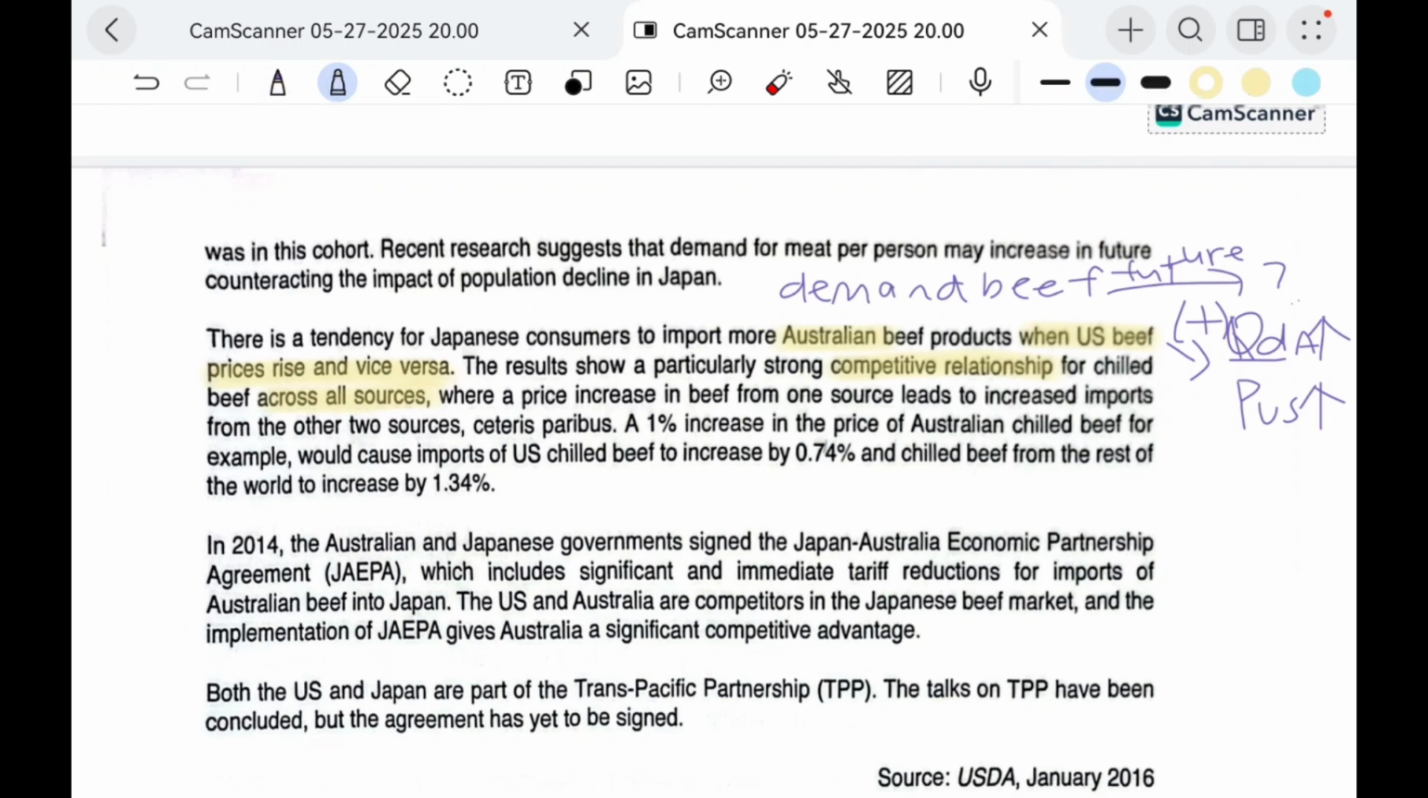Okay, so this one here, I will highlight in a different color. 1% increase in the price of beef will cause import of US beef to increase by 0.74%. So actually now you have your answer for the first part, because they want you to know the XED between Australian and US. Second scenario, Australia and rest of the world using XED.